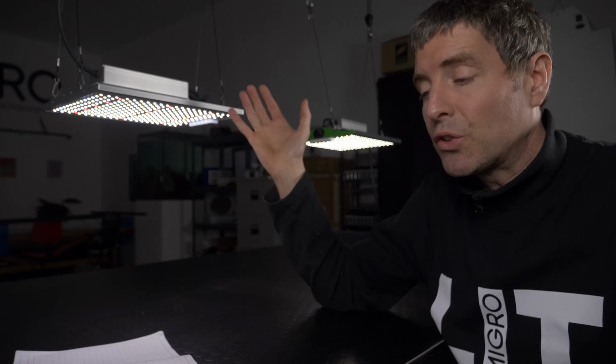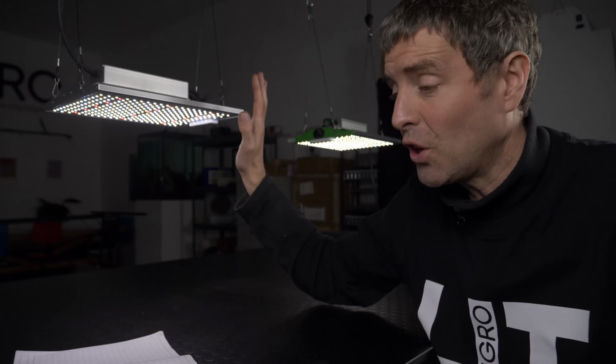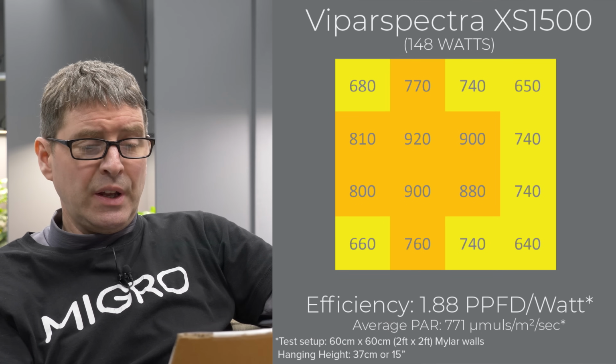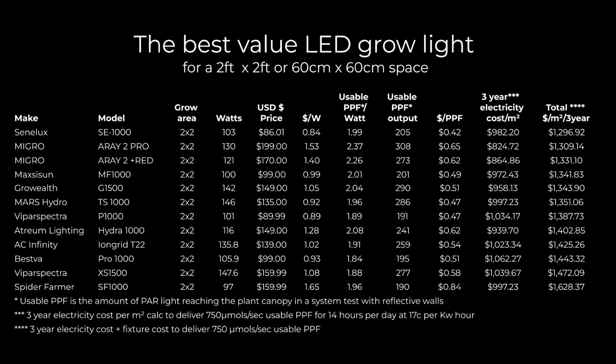Next one, Viper Spectra XS1500. A reasonably good light. Outshone by the P1000, which I think is far superior, but it is a 150 watt light and delivers quite a high total usable PPF output of 277, one of the highest there on the list. So it gives good output, the efficiency isn't great, and therefore the running cost is much higher than the other lights on this list. But well built and nice form, lots of features.